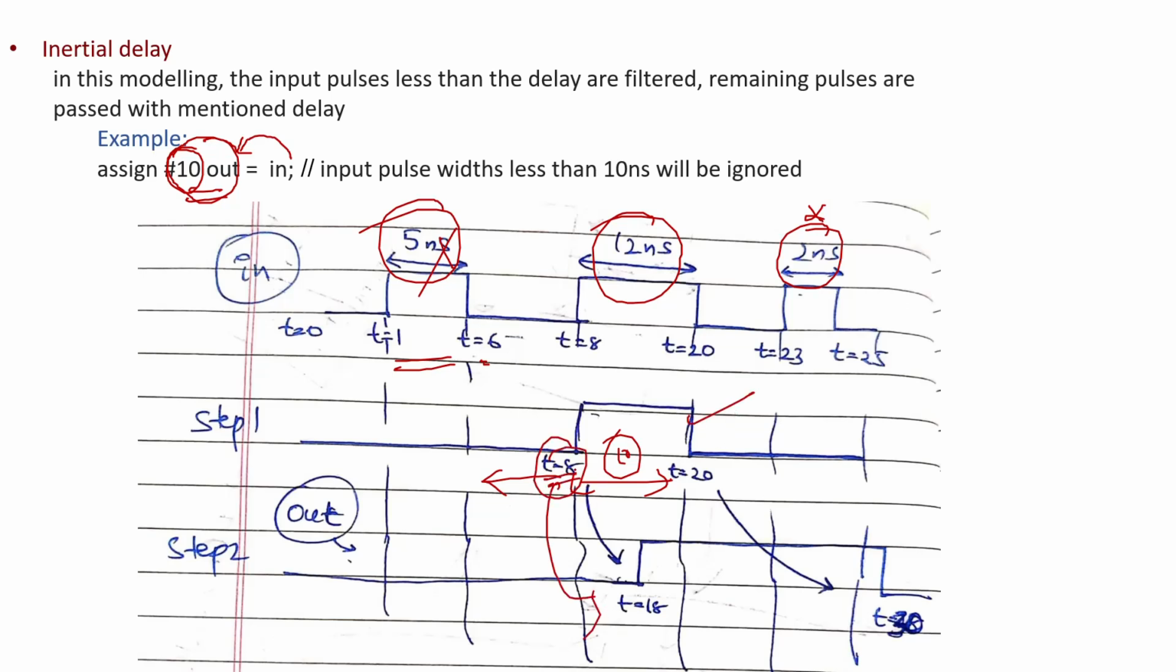This is the 10 seconds at time t equal to 8. Then you can add plus 10 to this delay. Then 18 seconds delay it will be taking to get your output. Okay, that is the inertial delay.